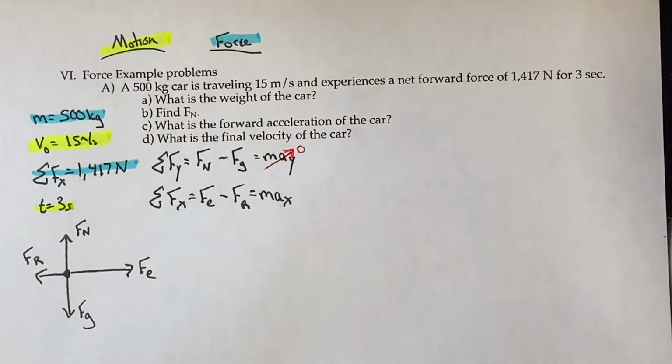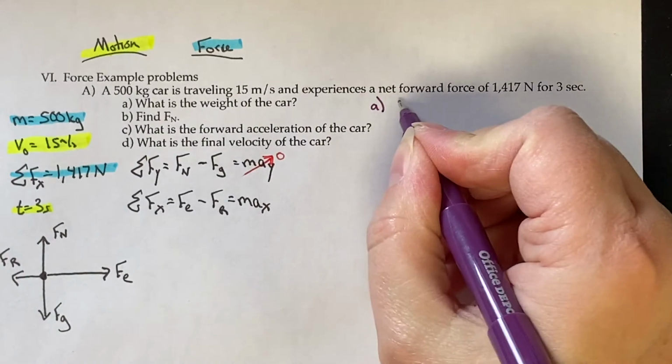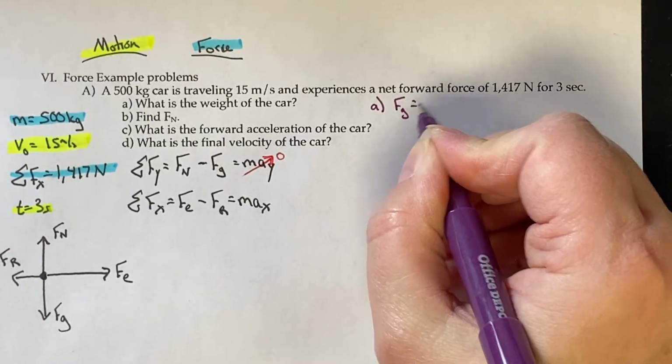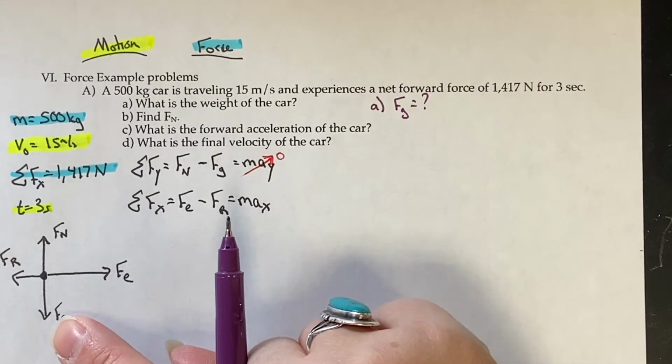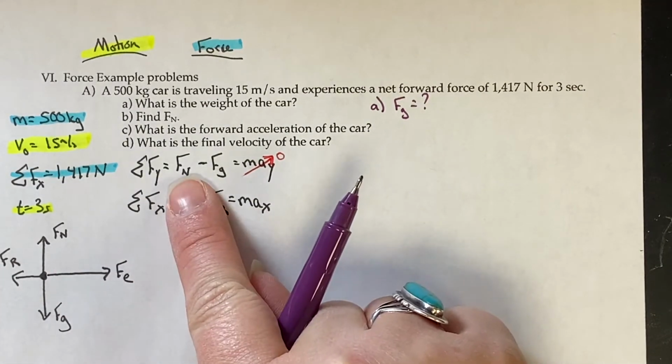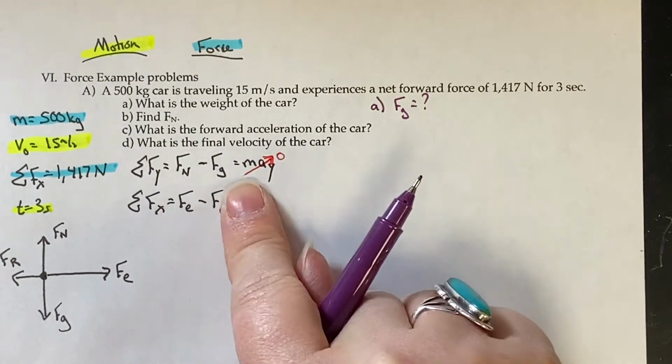Part A, it says, what is the weight of the car? So part A, weight is force of gravity. And so I've got 2 ideas here. I have the force of gravity and the normal force. When you subtract those, they're 0. I don't know the normal force, so I can't use that piece.